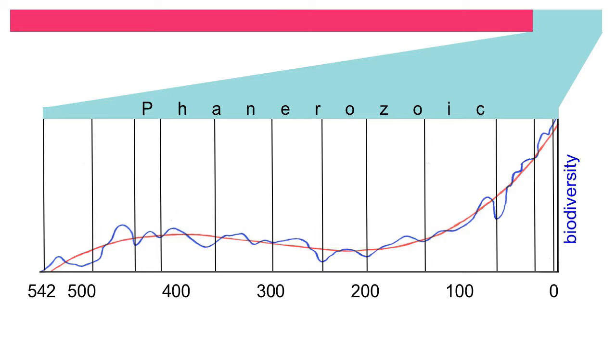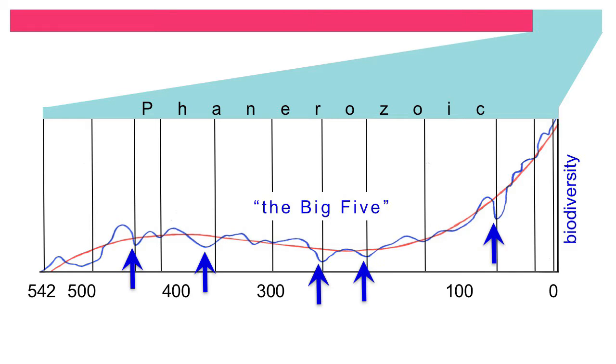The red line is the trend line. Overall, the amount of biodiversity has increased a lot throughout the Phanerozoic, but you can clearly see the ups and downs. The 5 biggest decreases in biodiversity are known as the Big 5 mass extinction events. In addition to these Big 5, there were at least 6 other mass extinctions.